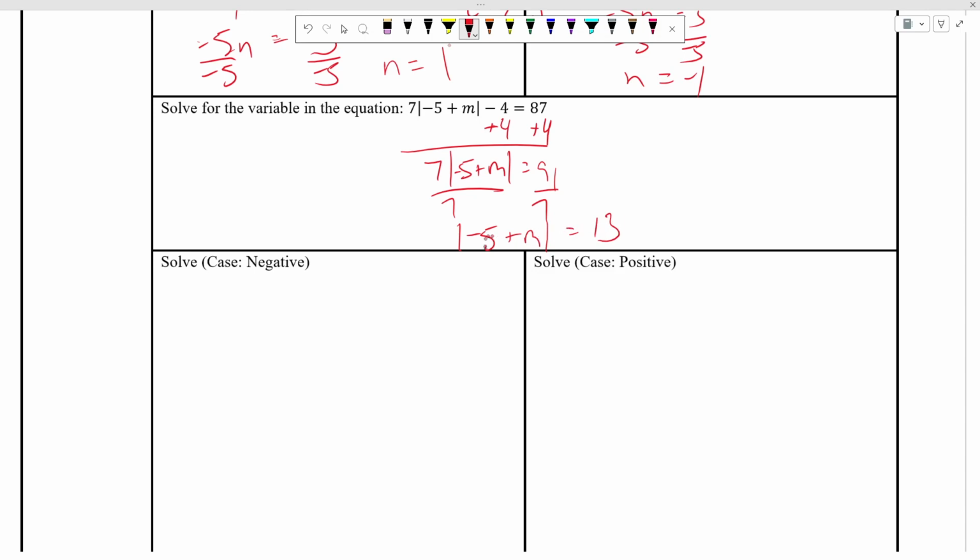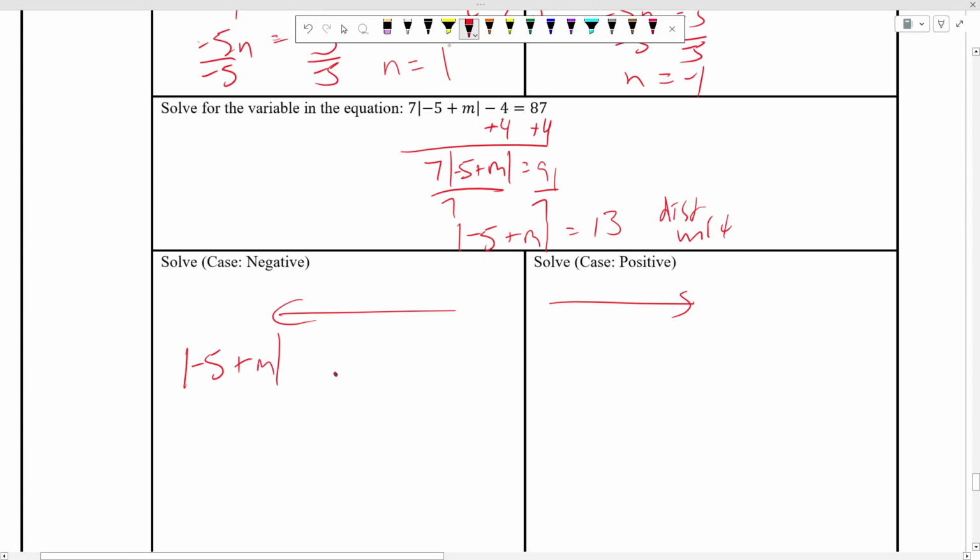Okay, here we go. This absolute value term equals some sort of positive number, or in other words, 13 distance units away, which means I have to make some consideration as to whether these distance units are toward the negative direction or toward the positive direction. So let's do some solving and setting up and figure out just exactly what it is.